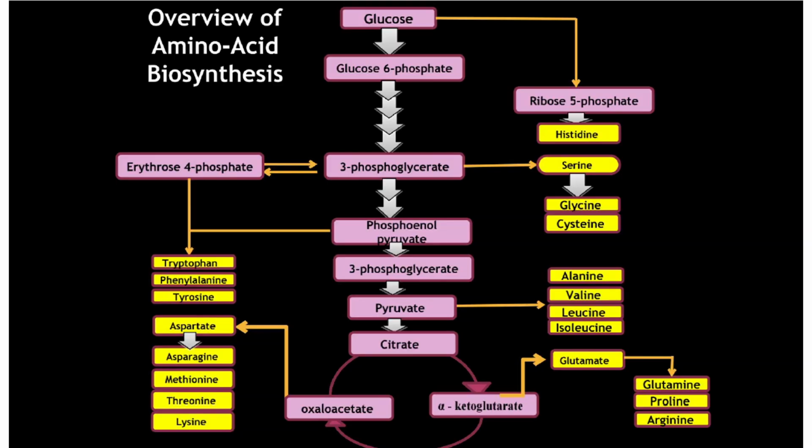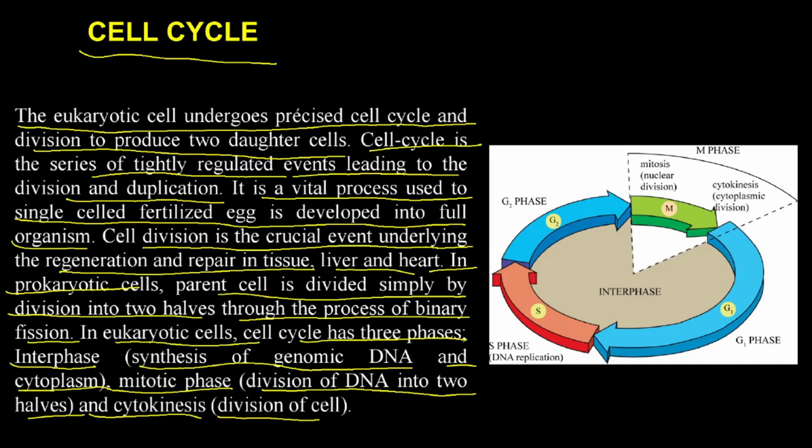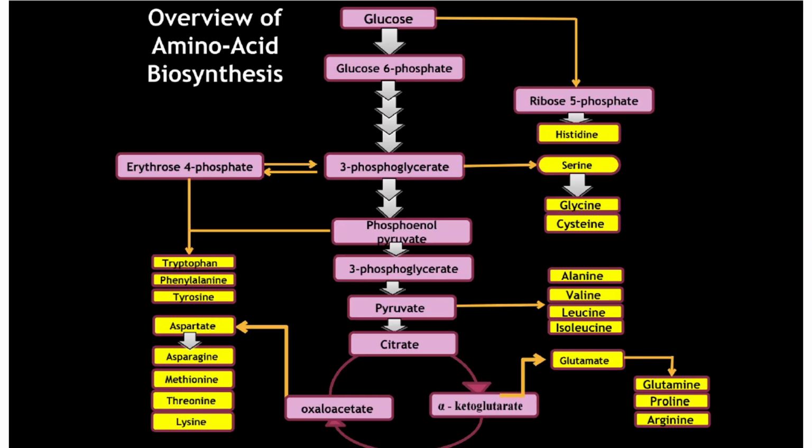The oxaloacetate, which is present in what? In the Krebs cycle. It is involved in the formation of aspartate, which will lead to the formation of asparagine, methionine, threonine, and lysine. The alpha ketoglutarate, again from the Krebs cycle, is involved in the formation of glutamate, and this glutamate will lead to the formation of glutamine, proline, and arginine. Erythrose 4-phosphate and ribose 5-phosphate are actually members of the pentose pathway.